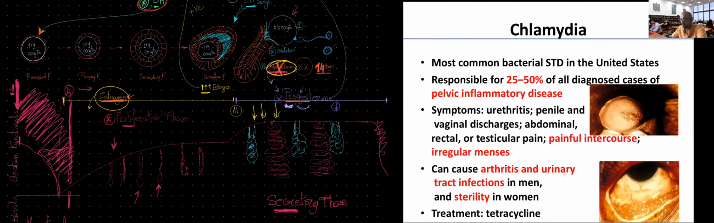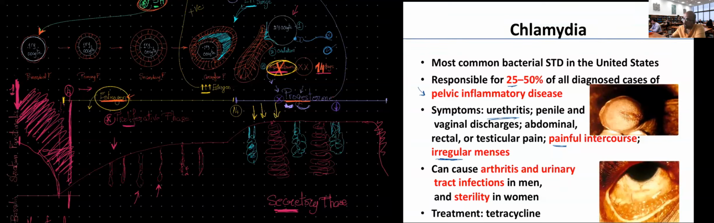Moving on to chlamydia, and chlamydia is the most common bacterial STD in the United States. It's going to be responsible for 25 to 50% of all diagnosed cases of pelvic inflammatory disease. Again, pelvic inflammatory disease, we've got inflammation, pus accumulation within the endometrial cavity and the fallopian tubes. Symptoms include urethritis, penile and vaginal discharge, abdominal, rectal, and testicular pain, painful intercourse, and irregular menses.